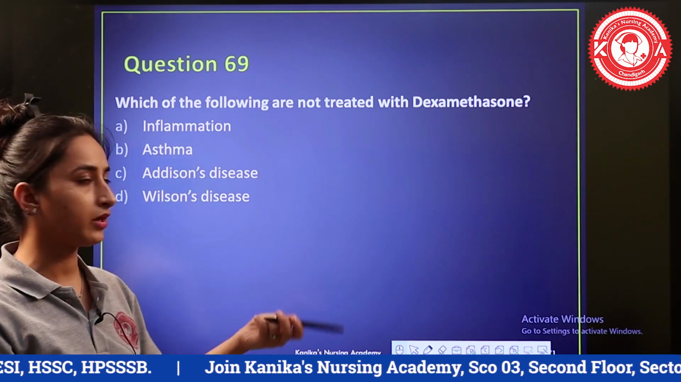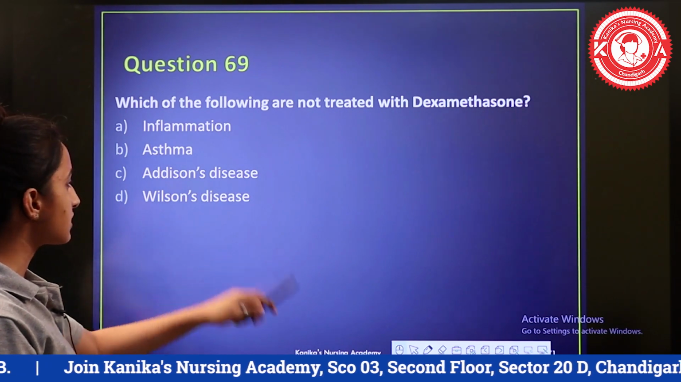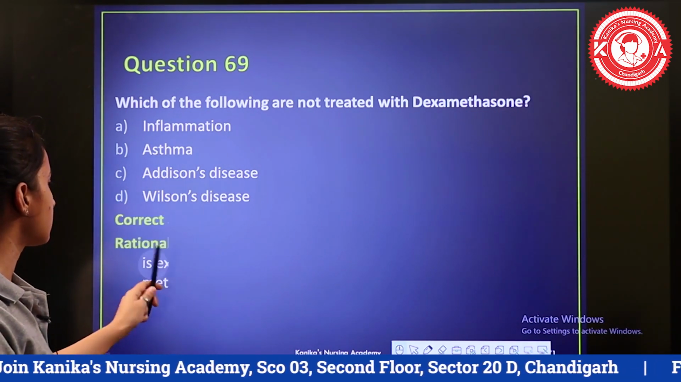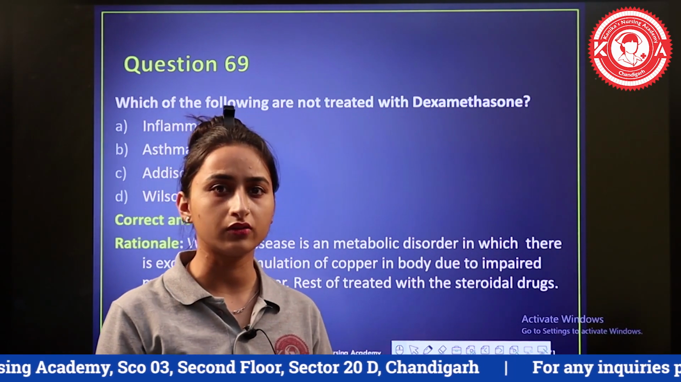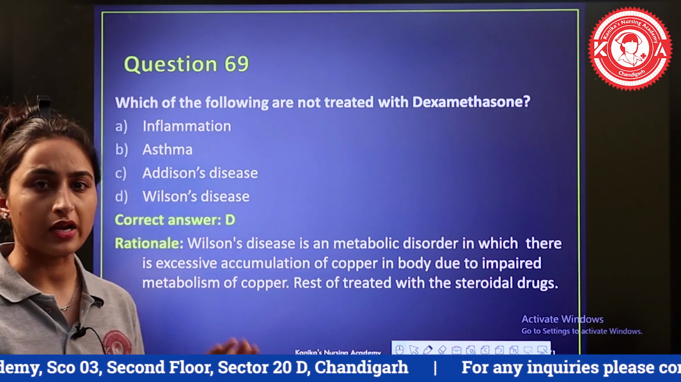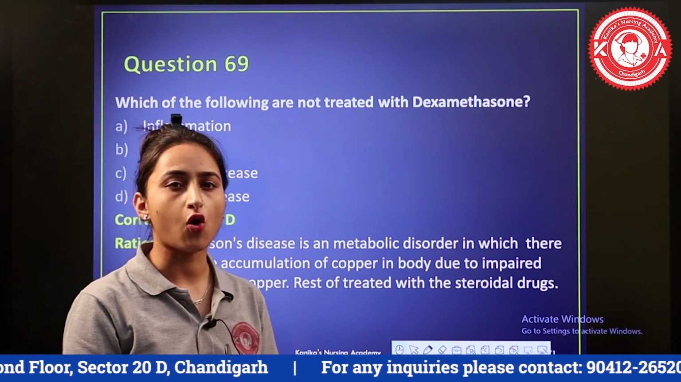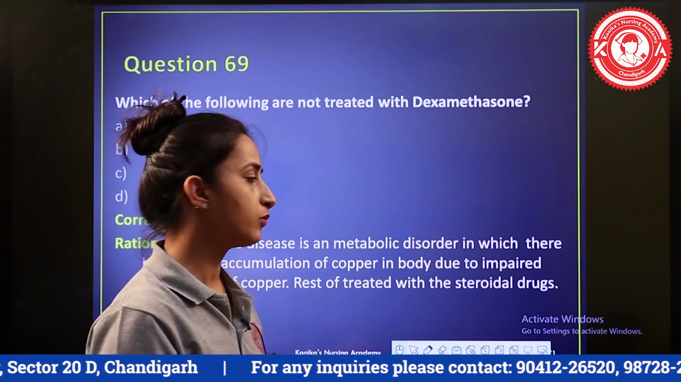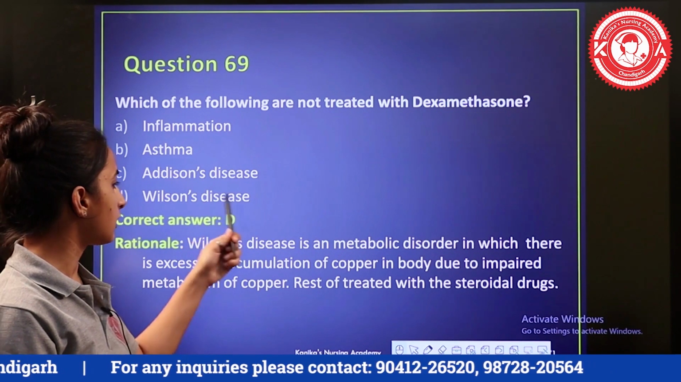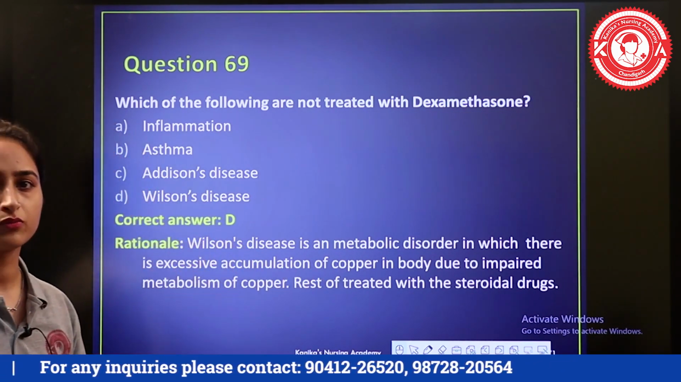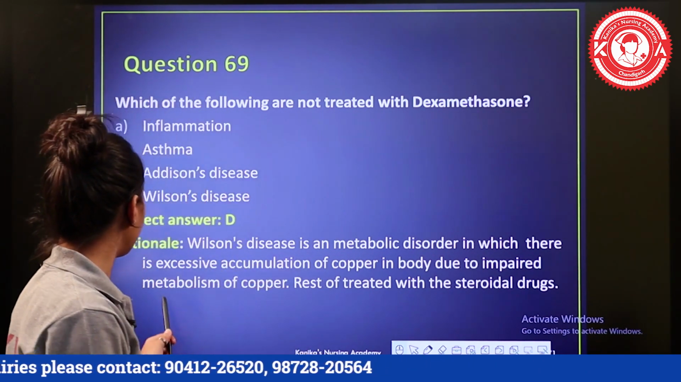Asthma is also an inflammatory disease. In Addison disease also steroidal drugs are used. Next is Wilson disease. Wilson disease is an inherited metabolic disorder. In this, metabolism of copper does not occur, meaning there is excessive accumulation of copper in the body. Due to this, they are not treated with steroidal drugs. The drug of choice for Wilson disease is penicillamine.